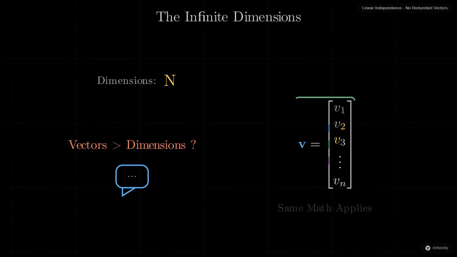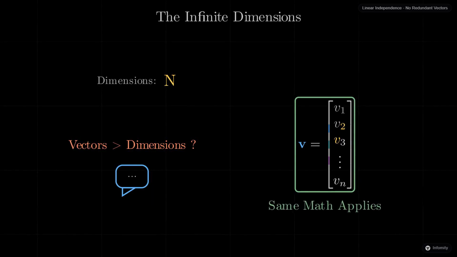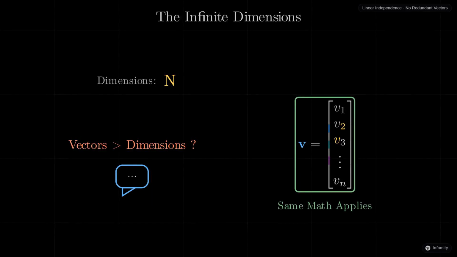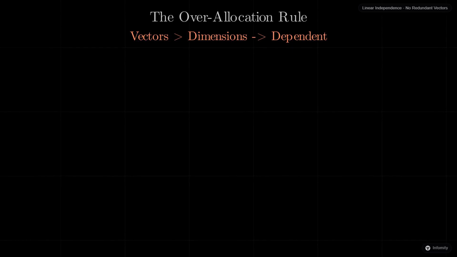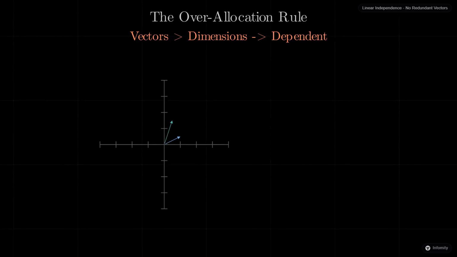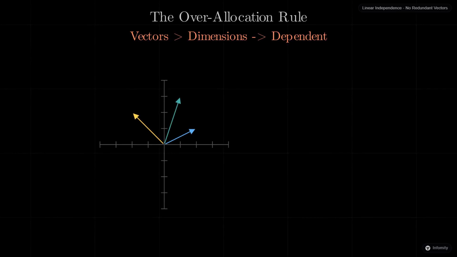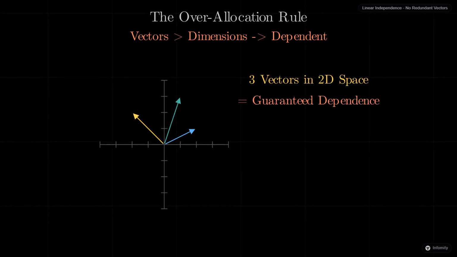A new vector is independent if and only if it cannot be written as a combination of the existing ones. This simple rule holds true across the entire mathematical universe. Here is a fundamental rule of spatial geometry. You can never have more independent vectors than the number of dimensions in your space. In a flat two-dimensional plane, any set of 3 vectors is guaranteed to be dependent. The third vector simply has no room to point in a new independent direction.